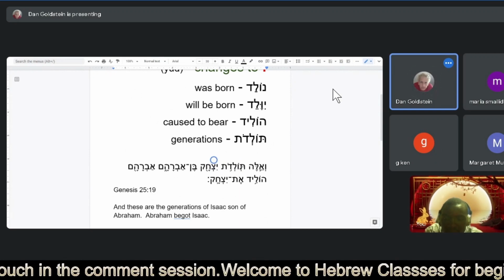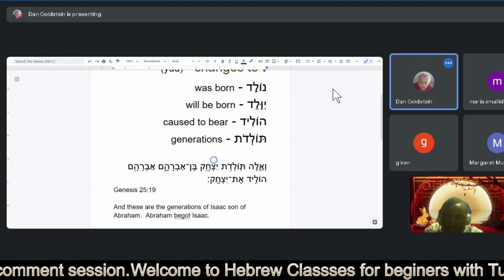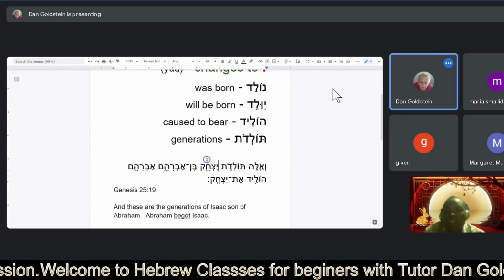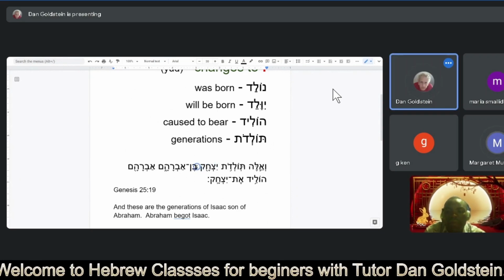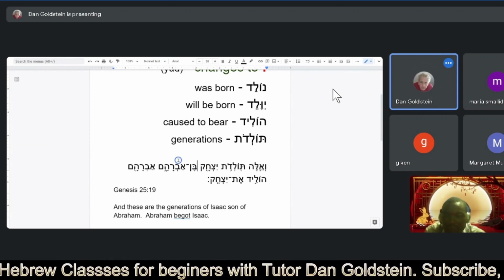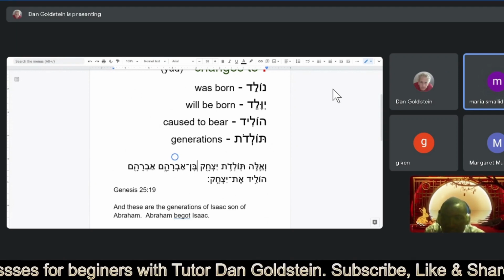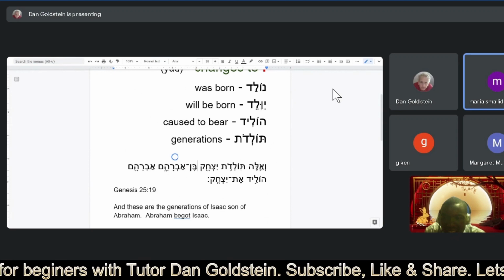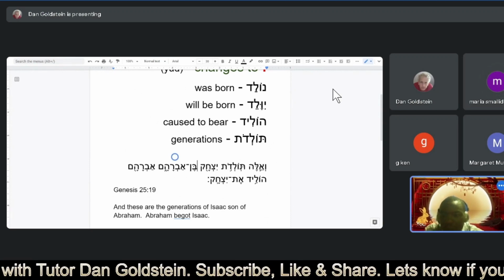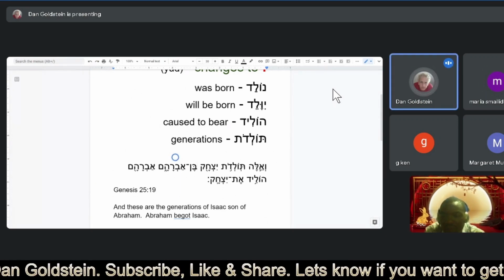Yitzchak. And give proper cha, Yitzchak. There you go. Yitzchak. Beautiful. Very nice, Margaret. Continue. Ben Avraham. Very nice. Ben Avraham, the son of Abraham.